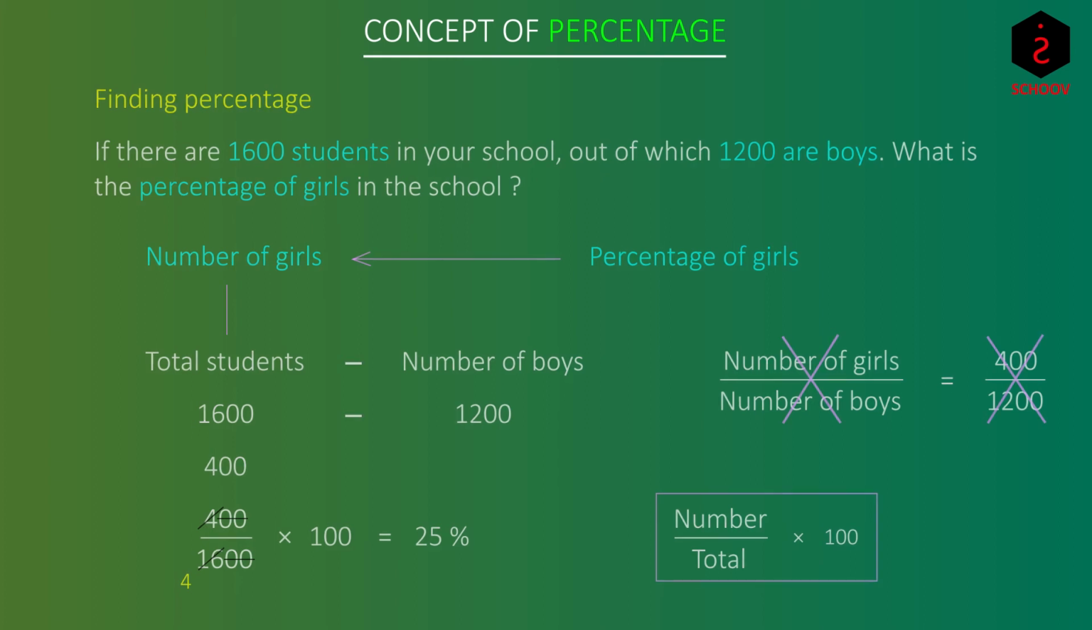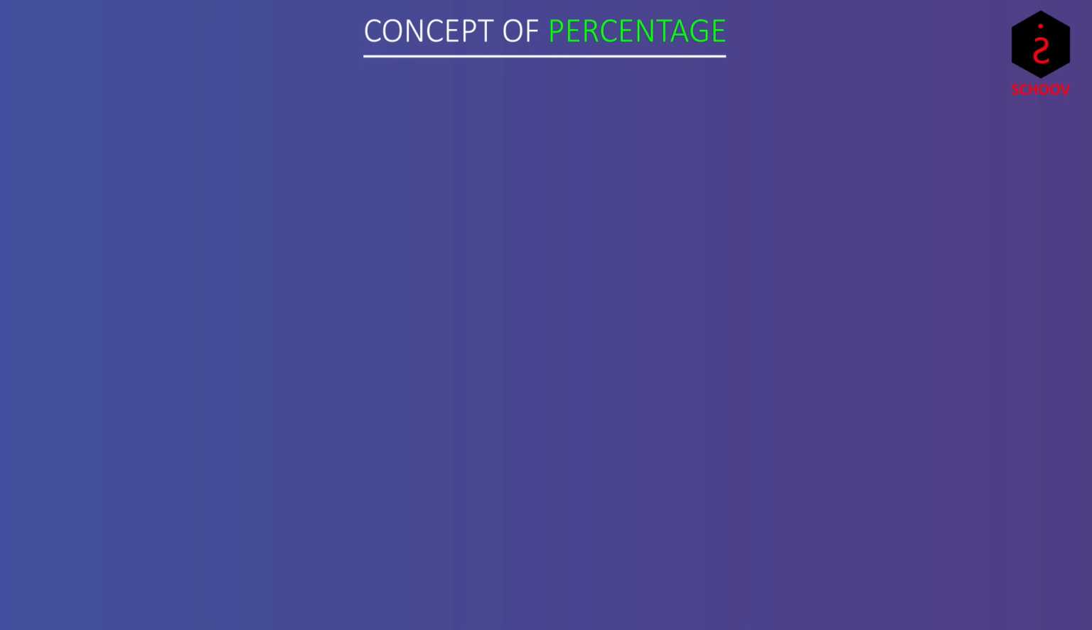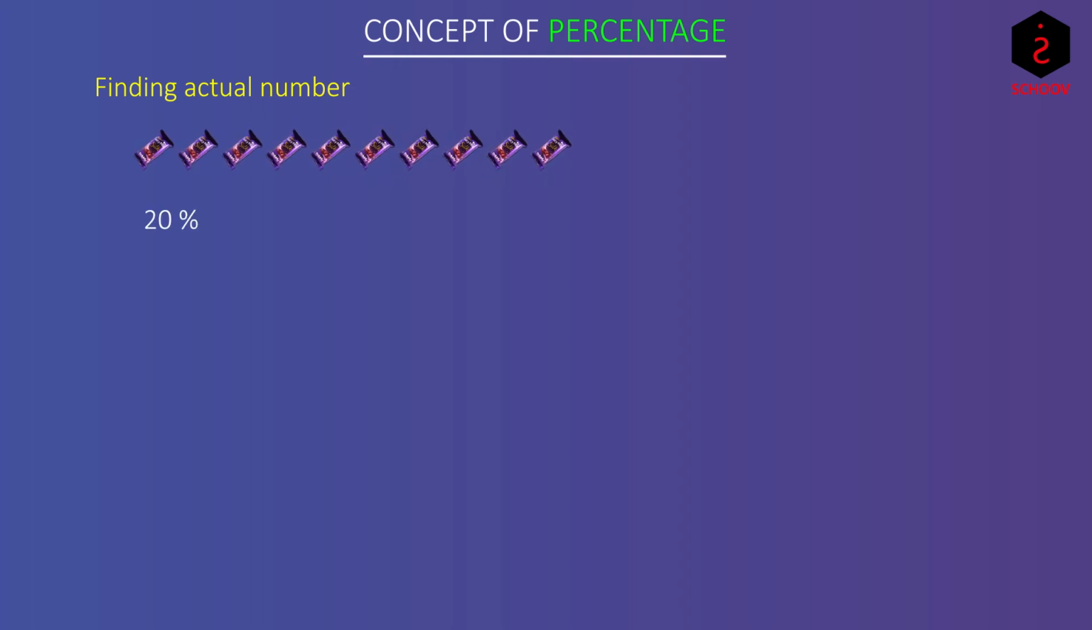Now, let's look at the second type of question, in which we have to find the actual number when the percentage of a quantity is given. Suppose I give you 10 chocolates and you eat 20% of them. How many are remaining? So, to calculate how many are remaining, you have to find how many you have eaten. You have eaten 20%. But what is the actual number of chocolates that you have eaten?